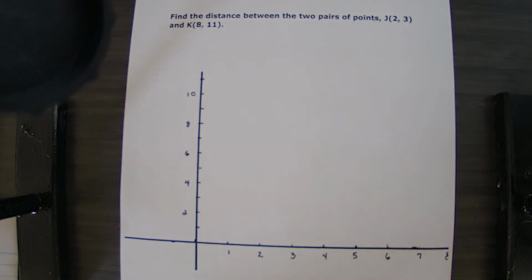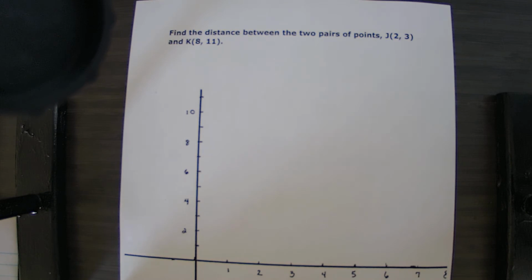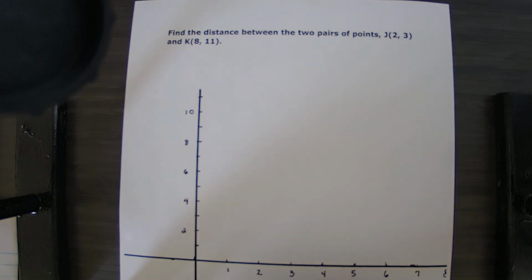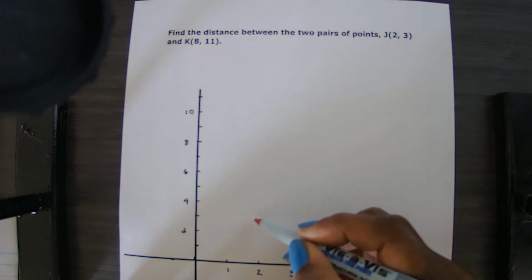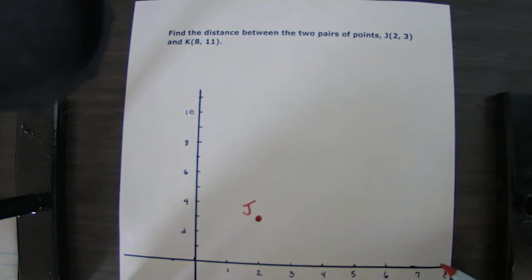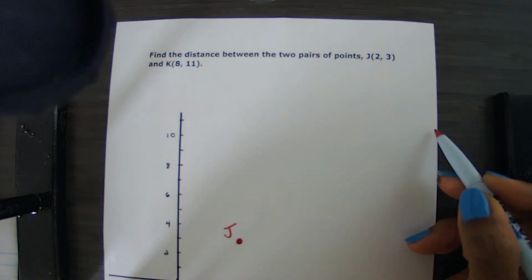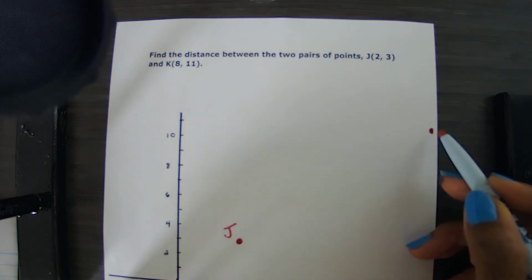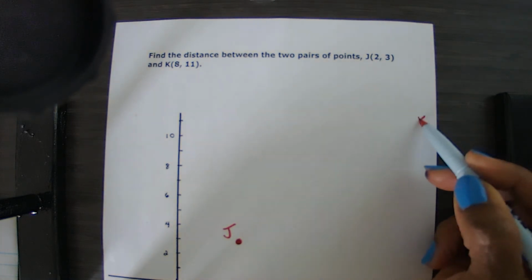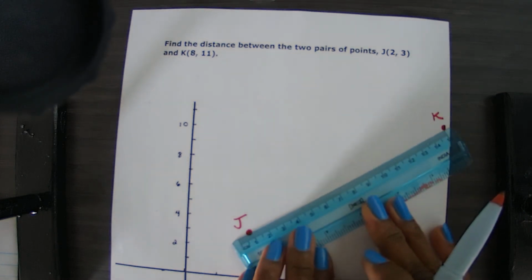So let's apply what we've learned to the coordinate plane. We're going to find the distance between 2 pairs of points. Point J is (2, 3) and point K is (8, 11). Here is 2 and 3. It's right here. And that is point J. And this one is (8, 11). It's going to be way up here in the corner. And this is point K. And I want to find the distance between these 2 points.